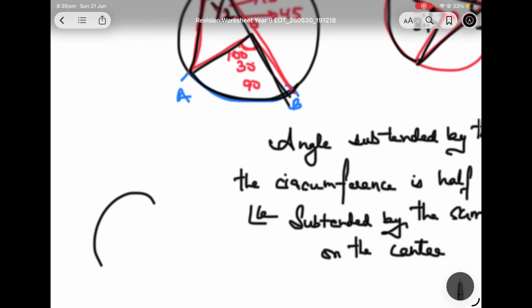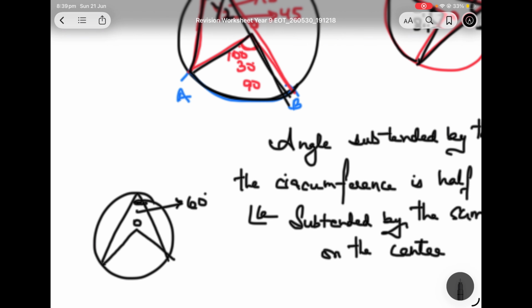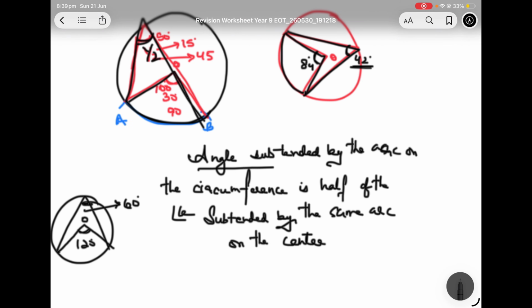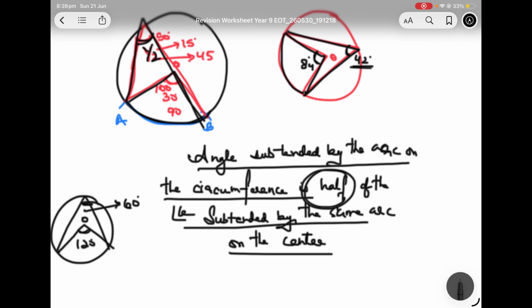The same arc is making an angle on the circumference, and maybe the angle here is 60 degrees, then the same arc is subtending another angle at the center, then how much would this angle be? It would be 120 degrees. That is what is said. Angle subtended by the arc on the circumference is half of the angle subtended by the arc on the center, is what we understand.